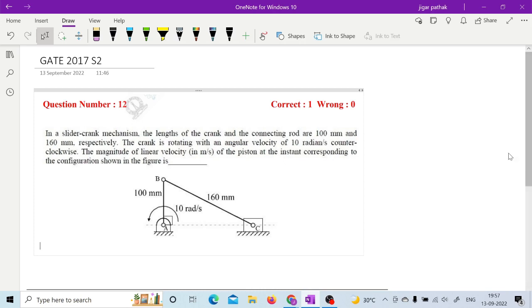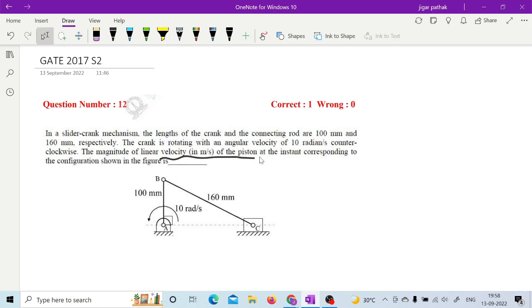Sir, didn't we do the same as this one in the previous problem? It is also similar, but here what they have asked is different, right? Previously they asked turning moment. Here they are asking for the velocity of the piston. So here you have to calculate velocity of the piston, which we have derived, right? Can anyone tell me the equation? Any one of you can unmute and tell?